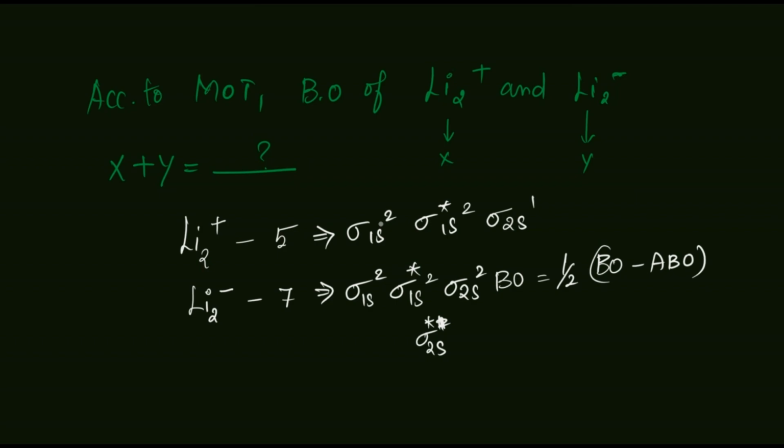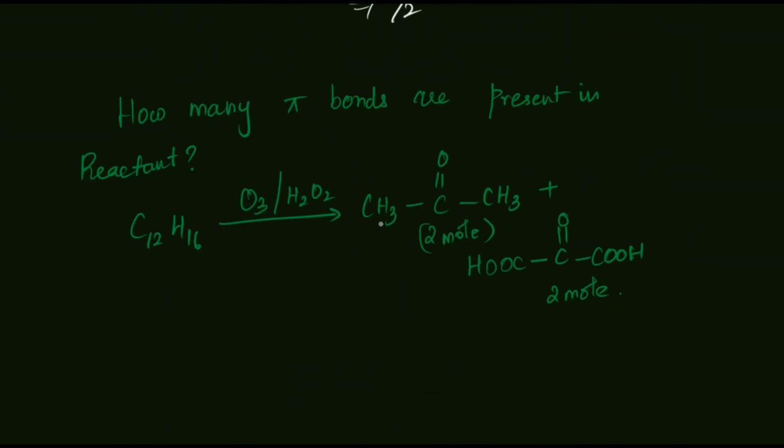right? So overall the bond order of this is 1 by 2, because 3 minus 2, 1, divided by 2 becomes 1 by 2. Once again here also that becomes 1 by 2. So 1 by 2 plus 1 by 2, the answer becomes 1.